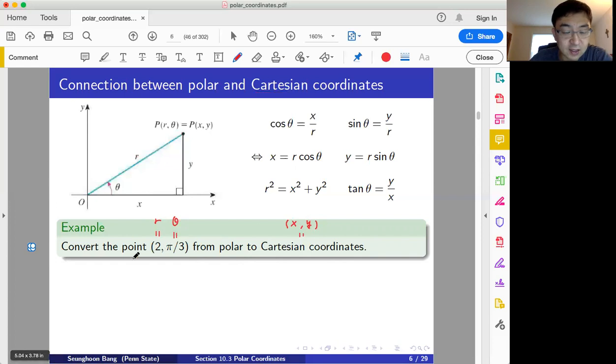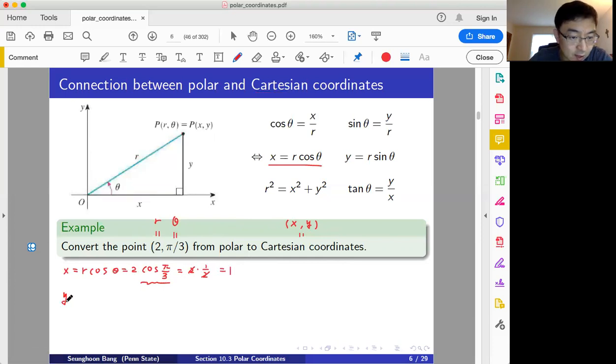So how can you find x? By using r and theta, so we use this one: x equals r cosine theta. What's r? 2. So 2 times cosine pi over 3. Do you remember what cosine pi over 3 is? Yeah, 1 over 2. It's good. The 2 is crossed out, just 1.